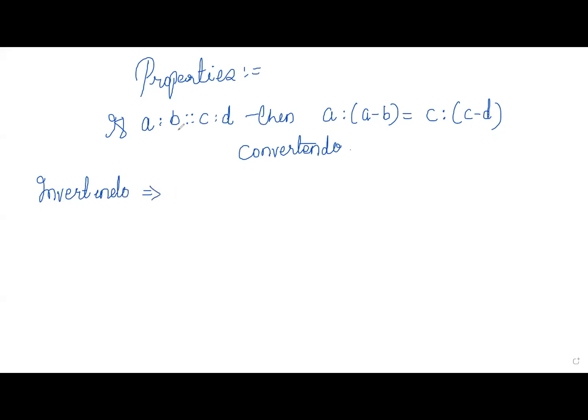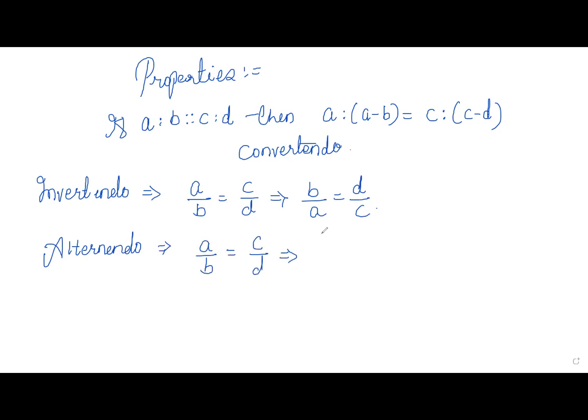Again, considering that A, B, C, D are all in proportion, if A by B is equal to C by D, which implies that B by A is equal to D by C, it is called invertendo. Then alternando. Again, if A by B equals C by D, then A by C is equal to B by D. It is called alternando.